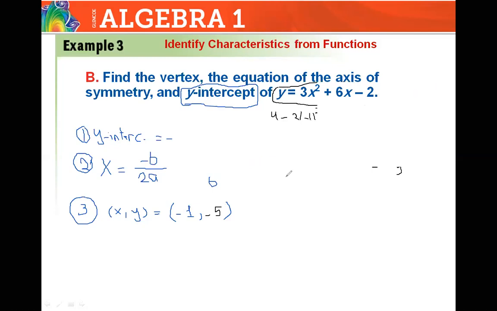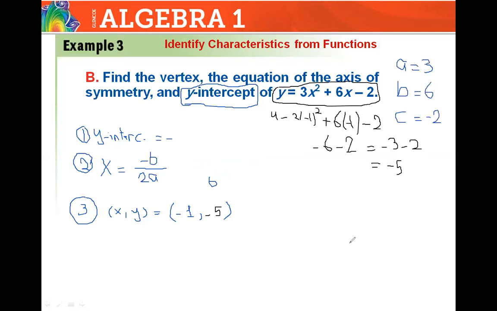Thanks, Abdullah. So 20 seconds for writing the answer of problem B. First we get the y-intercept. Always we start with the y-intercept because it's very easy. Then after that, the equation of the axis of symmetry, and then after that, the vertex point at the end.